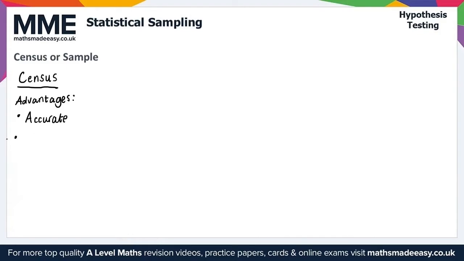Another advantage for a census is that it's impossible to introduce bias. So that's two advantages for a census. What about some disadvantages? We have a few. For a census, one disadvantage is that it can be quite time consuming and can take a lot of effort.